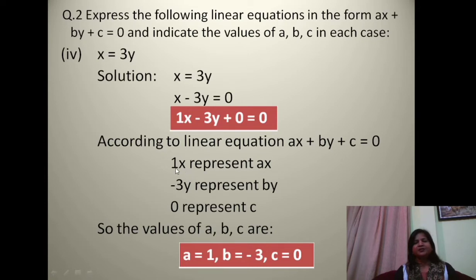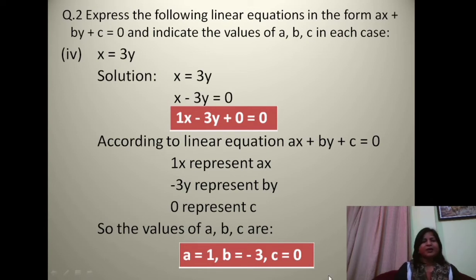That means a is equals to 1. You can see here, minus 3y represents b. That means b is equals to minus 3. 0 represents c. That means c is equals to 0. So the values of a, b, c are a is equals to 1, b is equals to minus 3 and c is equals to 0.